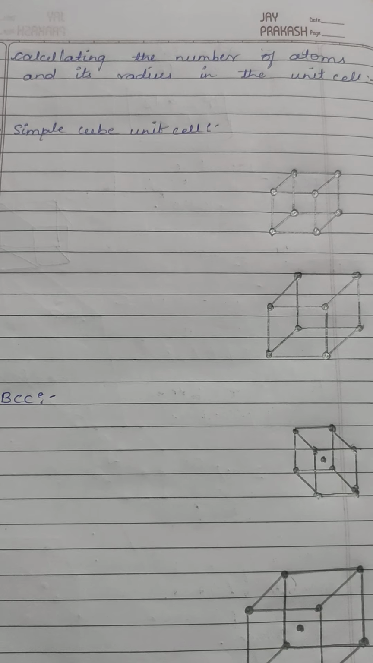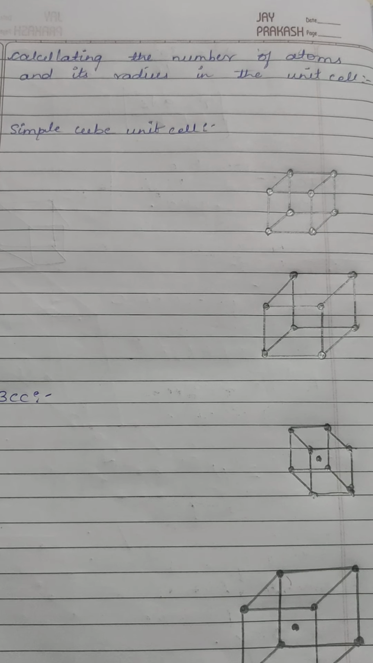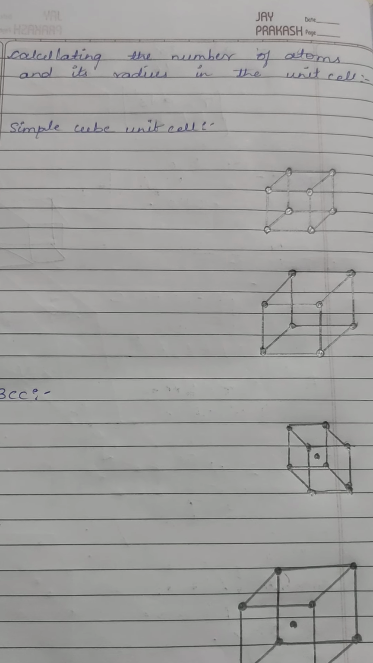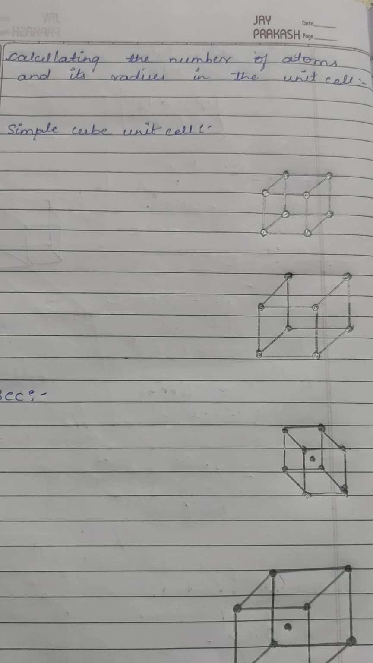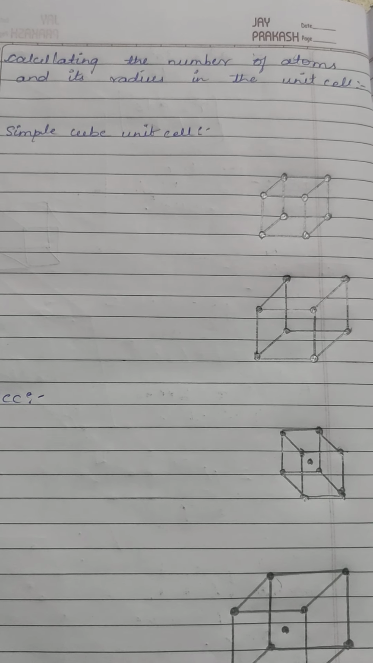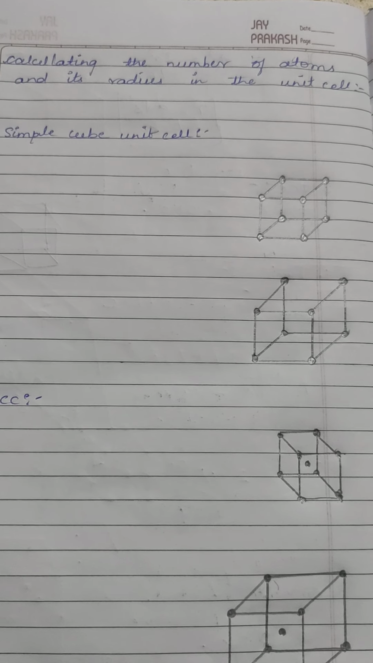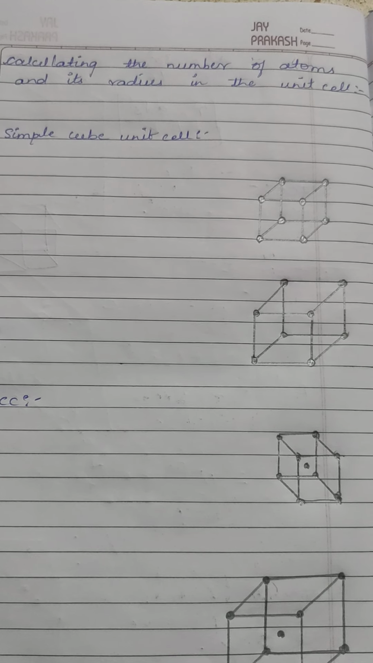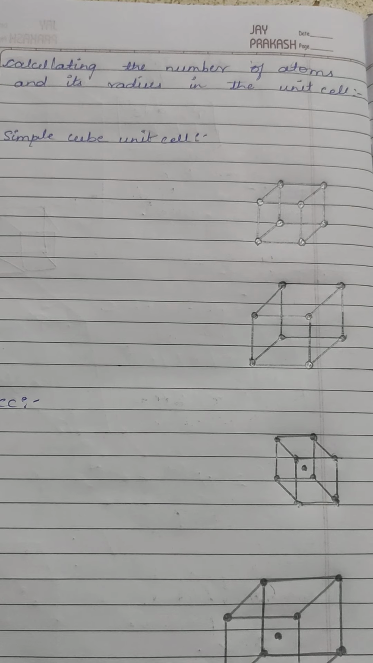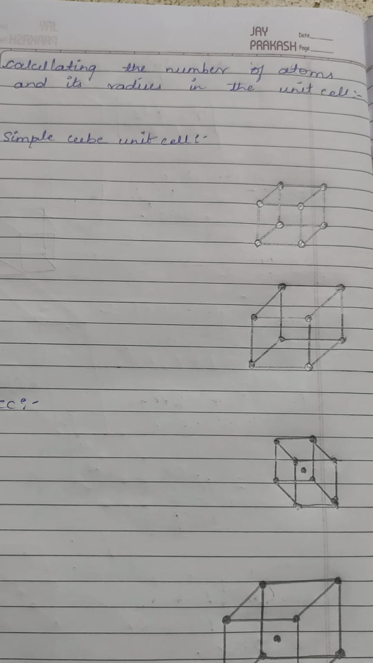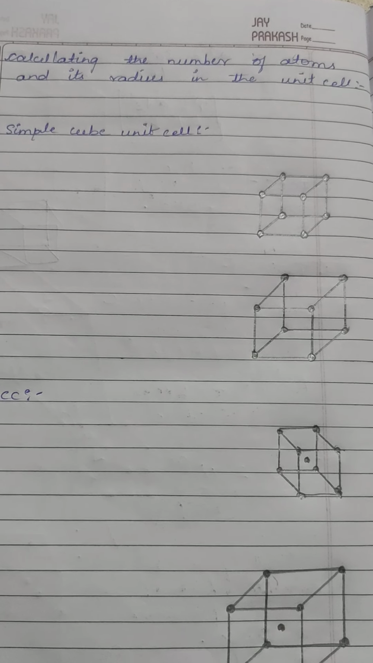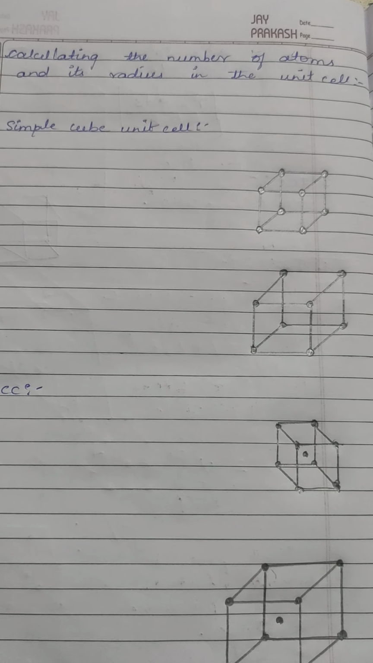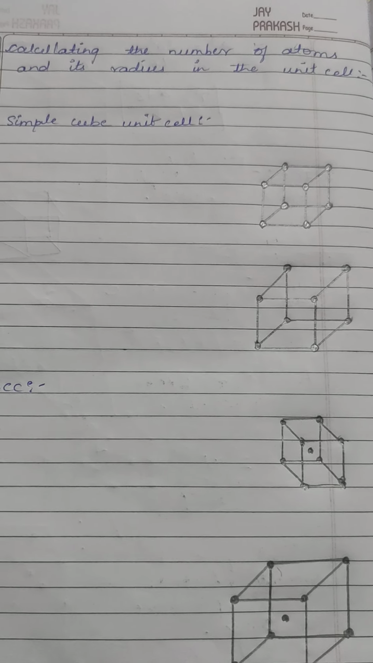Today we will be discussing the topic of calculating the number of atoms and its radius in the unit cell. We have discussed in a previous session about the 7 crystal systems and 14 Bravais lattices. If you have not watched that video, please make sure to watch it. You can find the video link in the description below. So now let's learn about calculating the number of atoms and radius of the unit cell.